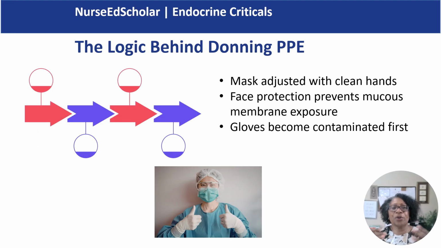So why does the order of donning even matter, right? But you have to think about contamination flow. The gown goes first because it protects the uniform and your skin. The mask goes on before the gloves because your hands are still clean while adjusting it. Then the goggles or the face shield goes on to protect the mucous membranes of the eyes. And the gloves actually go last because once gloves are on, they become the most contaminated item in your PPE sequence.